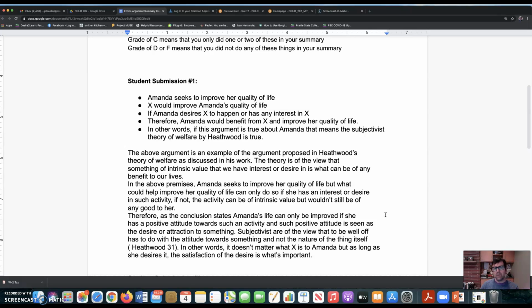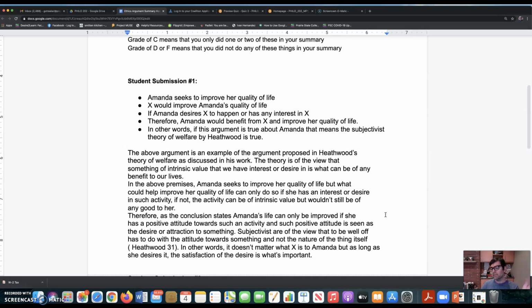So this student begins with what I've called a skeleton argument, and you certainly don't need to do this, but I thought this was nice. The student started with trying to break down a skeleton argument. You might number the skeleton argument instead of just using bullet points to show the flow. But anyway, we have this imaginary Amanda who seeks to improve her quality of life. The second claim is that X would improve Amanda's quality of life if Amanda desires X to happen or has an interest in X, right? It would improve her quality of life. Therefore, Amanda would benefit from X and improve her quality of life if she gets what she desired.